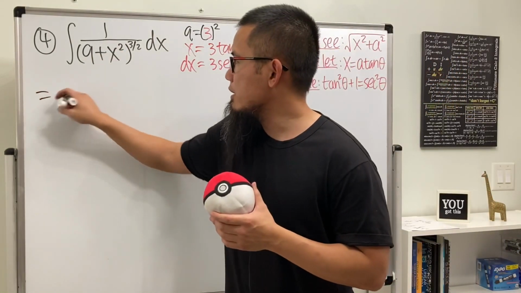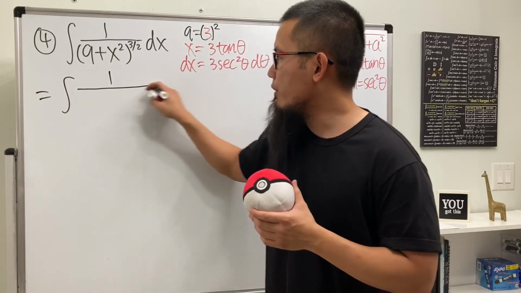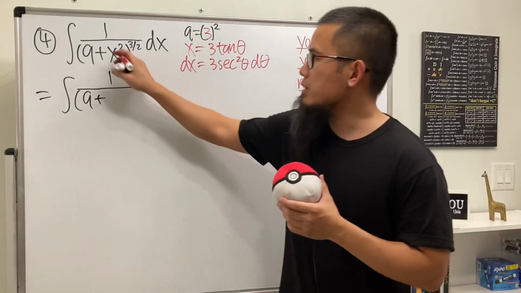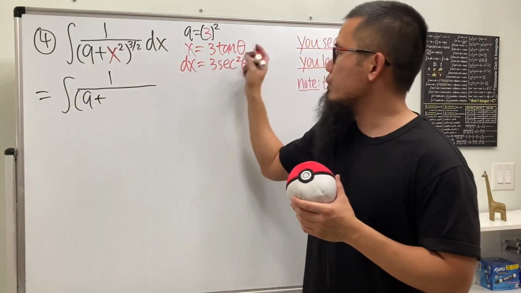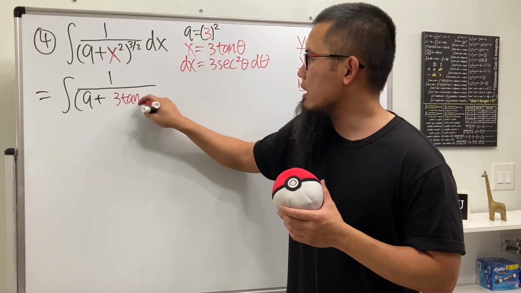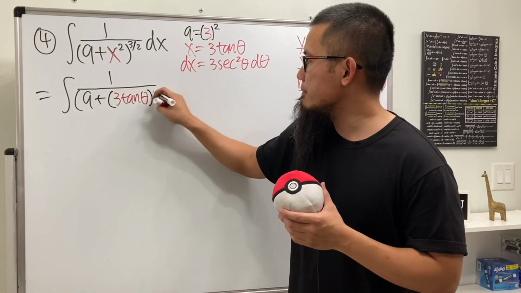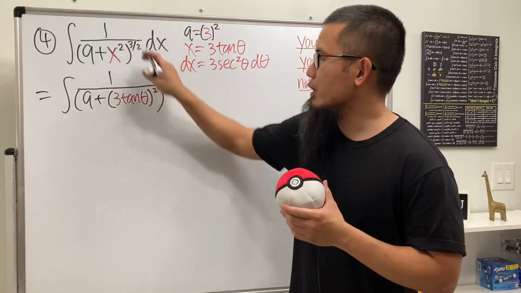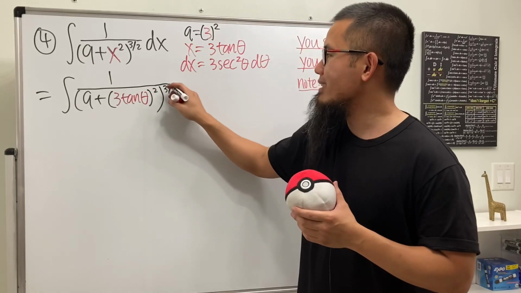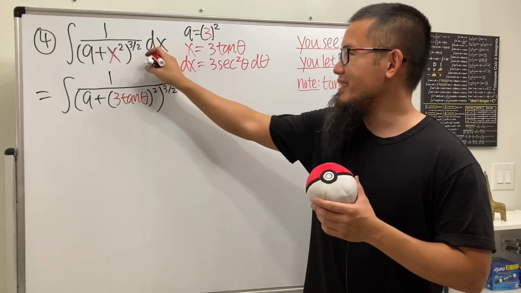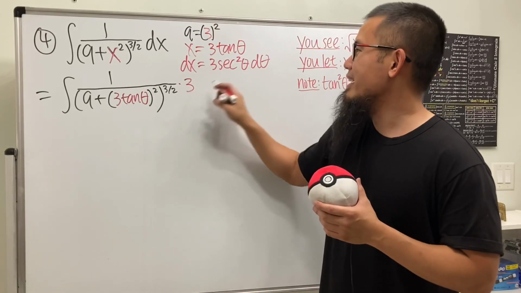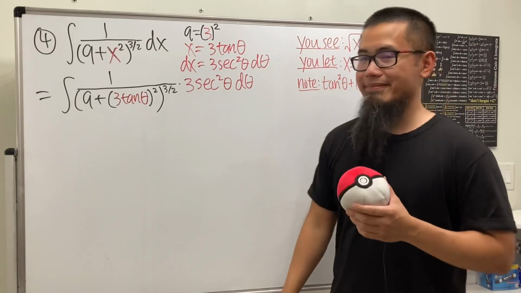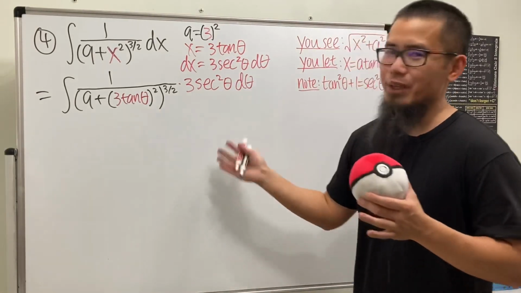Alright, so this right here is going to be the integral 1 over parentheses, we have 9, and then plus, for this x right here, we'll just look at that as 3 tangent theta, and then we square that. And on the very outside here, we will have to raise this to the 3 over 2 power. And then for the dx, we will write down 3 times secant squared theta d theta. Alright, so we have this integral in the theta world.